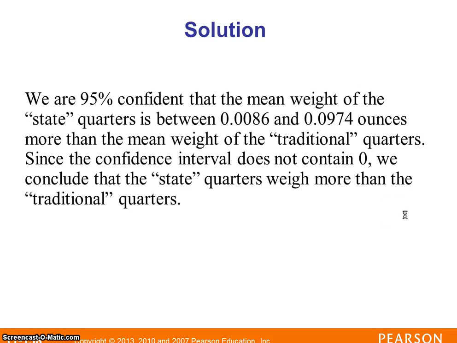So the difference in means in this case: we're 95% confident that the mean weight of the state quarters is between 0.086 and 0.0974 ounces more than the weight of the traditional quarters. Since the confidence interval does not contain 0, we conclude that the state quarters weigh more than the traditional quarters. So this would be a third way you could test whether to accept or reject the null hypothesis, though typically we'll be using either the p-value or the classical approach. You could also use the interval approach, but we won't really emphasize that.